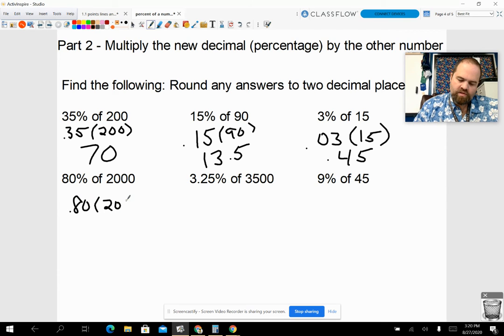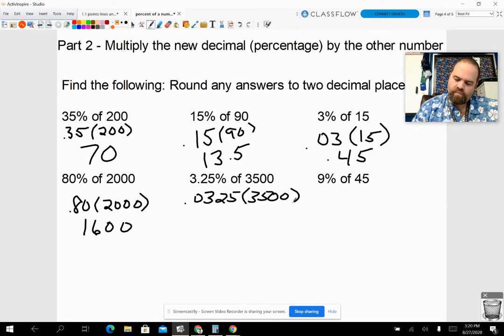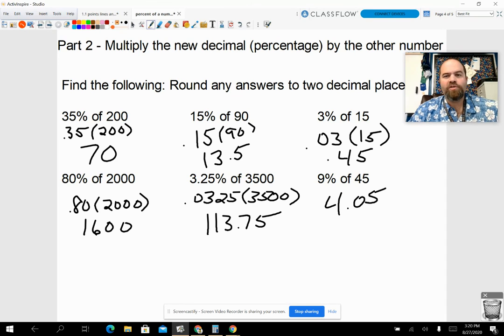So 0.80 times 2,000, that is 1,600. 0.0325 times 3,500 is 113.75, and 0.09 times 45 is 4.05. Sorry, I didn't write that one down. I just typed it straight in.